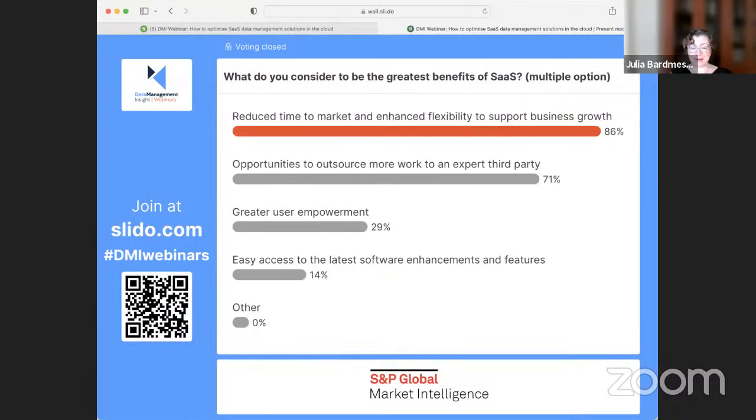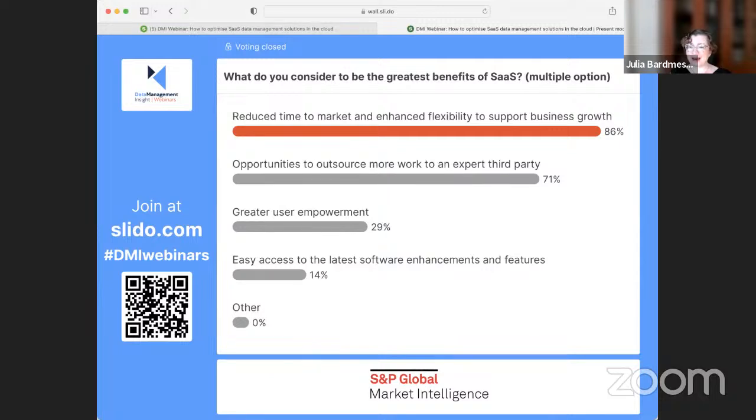Well, yes. Opportunity, expert third party. I'm actually surprised that easy access to latest software enhancement is not higher. I mean, all of those are good, right? And reduced time to market and flexibility, that was number one for me as well. But I think as we evolve and more solutions go that way, we will see that number ticking up a little bit more.